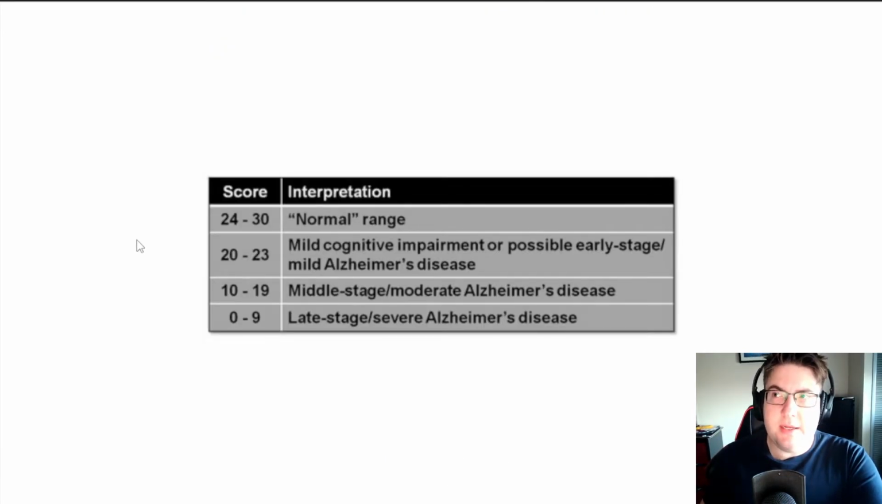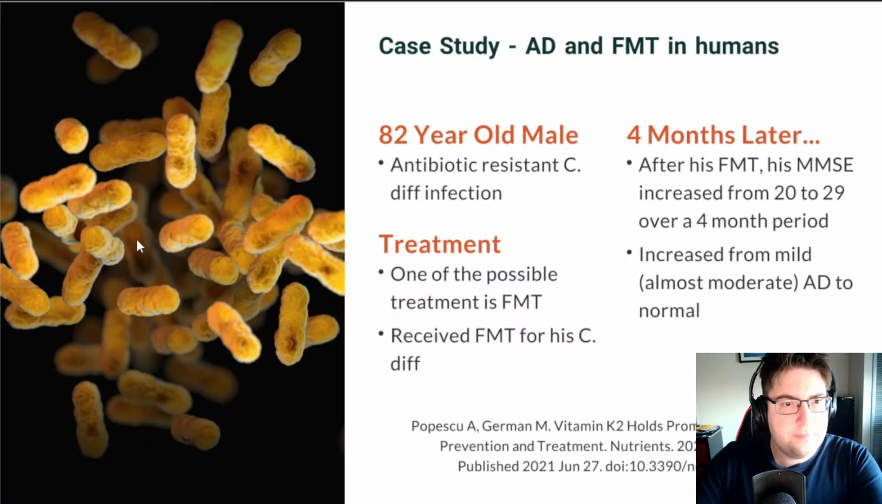Now, how do you interpret the score that you get? Well, if you get a score between 24 and 30, you are in the normal range and your cognitive functioning is normal. If you get a score between 20 and 23, you have mild cognitive impairment or early stage Alzheimer's disease. If it's 10 to 19, it might be middle stage or moderate Alzheimer's disease. Probably not probably, but it is. And 0 to 9 is late stage or severe Alzheimer's disease. So let's go over this case study now.